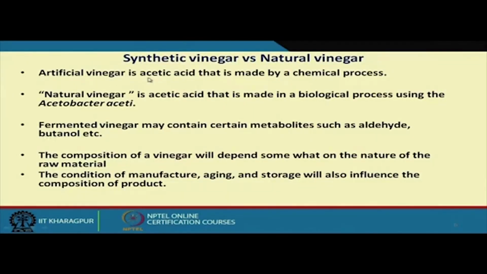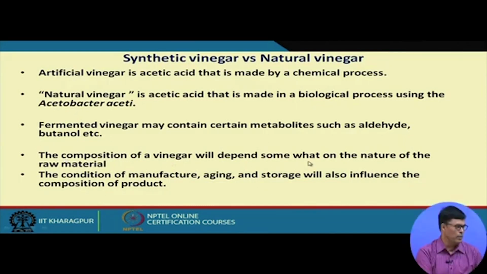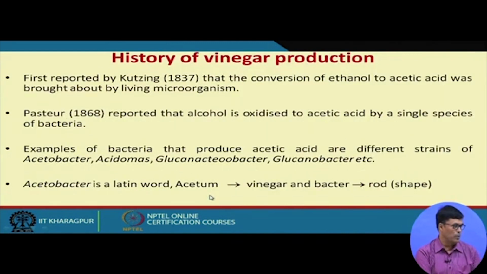So here, artificial vinegar is the acetic acid that is made by a chemical process, as I mentioned. Natural vinegar is the acetic acid that is made by the biological process using Acetobacter aceti. The fermented vinegar contains certain metabolites such as aldehydes, butanol and various other components, because of the alcohol. The composition of vinegar depends on the nature of the raw materials. The conditions of manufacture, aging, and storage will also influence the composition of the product. So this is a very important point, we should keep it in mind.